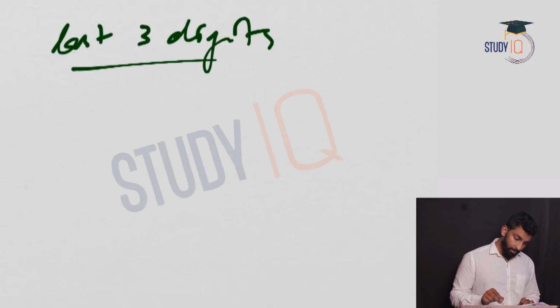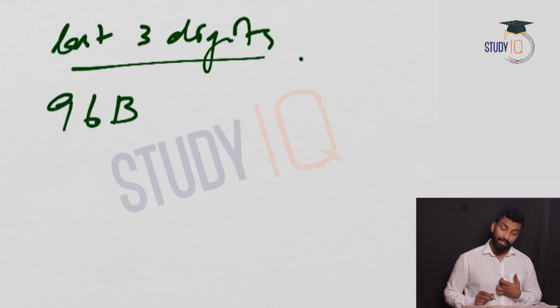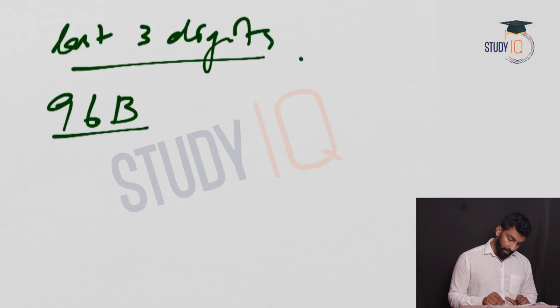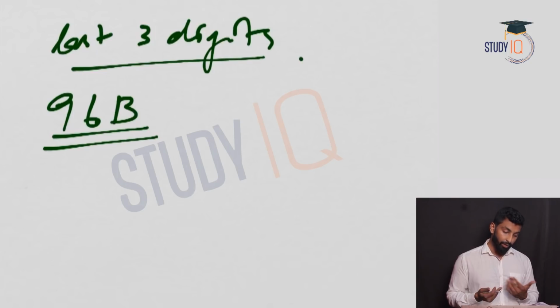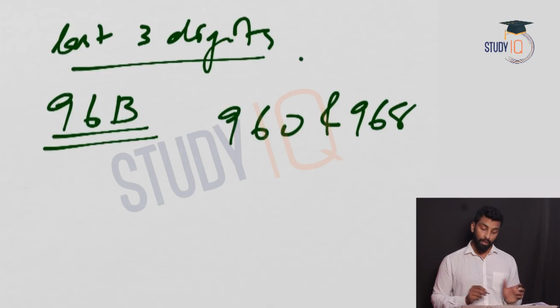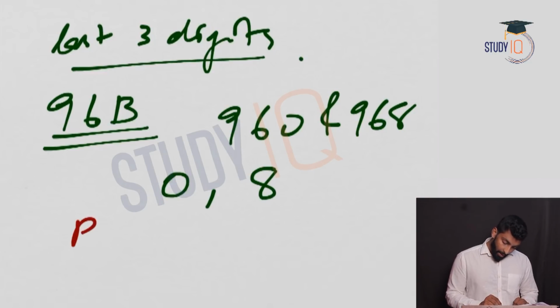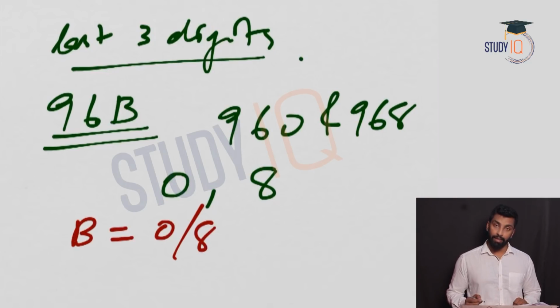The number ends with 96B, so you are looking for 96B. Among the numbers starting with 96, which are divisible by 8? You need to see: 960 and 968. These two are possible. So in the end, you can have the values 0 and 8. So B can be 0 or 8.